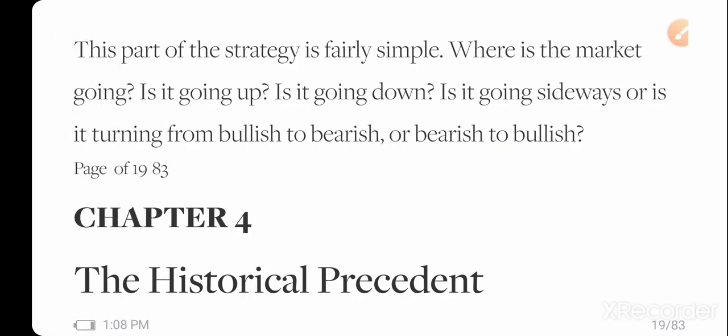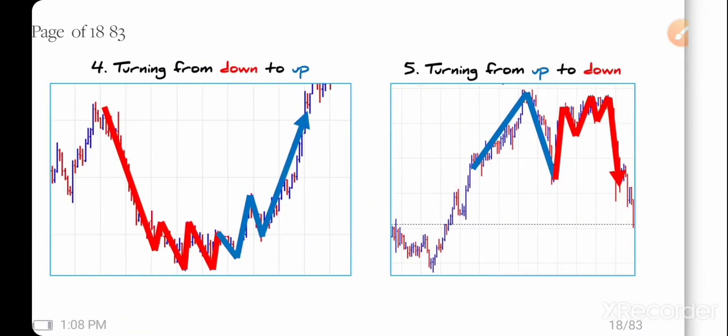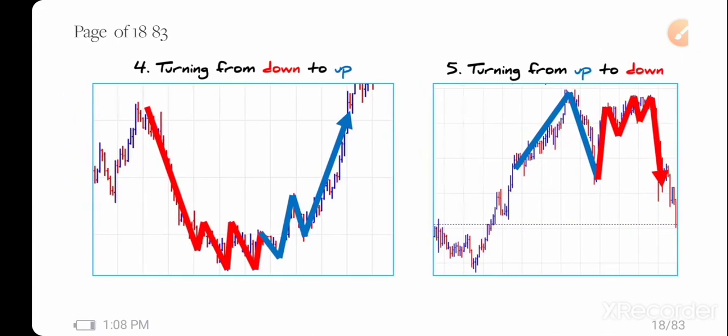Now let's conclude. We are almost done. This part of the strategy is fairly simple. Where is the market going? Is it going up? Is it going down? Is it going sideways, or is it turning from bullish to bearish or bearish to bullish? This is the question. So chapter 4, the historical precedent, will come in our next video. But in today's video, we saw the phases or the market conditions.